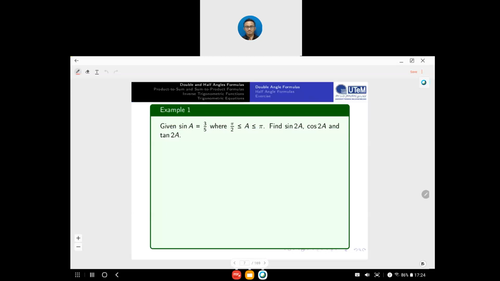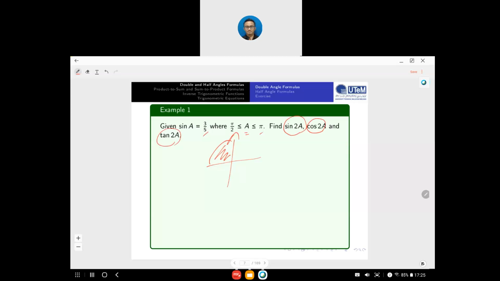Example 1: given sine A equals 3 over 5, where A lies between pi over 2 and pi. Maksudnya dia akan duduk dekat kuadran ke berapa tu? Kuadran kedua lah kan. Pi over 2, ni, here. Dia duduk kat sini, kuadran kedua, because A is between pi over 2 and pi. Find sine 2A, cos 2A and tangent 2A.